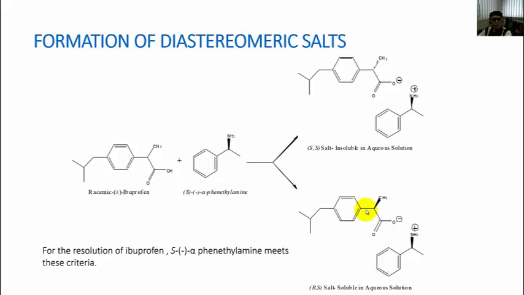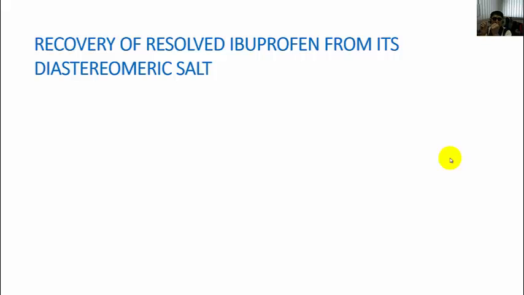You can see the figure here. It should give you an overall image of what I'm saying. Once the diastereomers are physically separated from each other, the resolving agent must be removed to yield the individual ibuprofen enantiomers. This is accomplished in steps 3 and 4 in the experimental section.